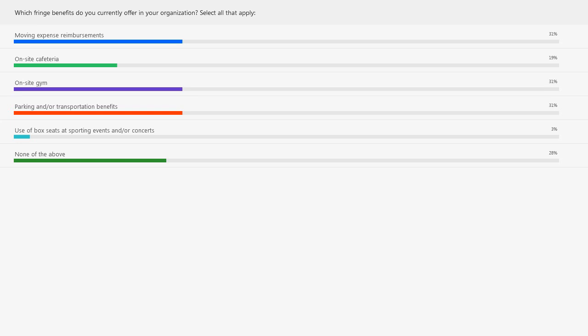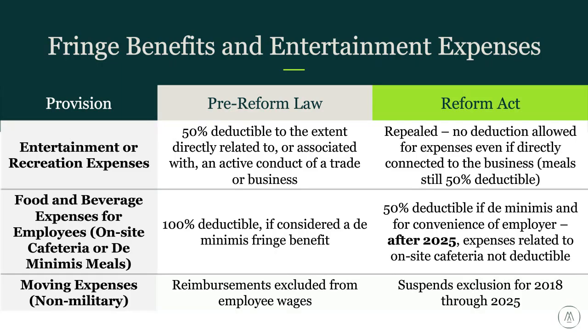Okay, thanks, Marcy. So that was the teaser into fringe benefits, which unfortunately, this is one part of the tax reform bill where there isn't a lot of favorable changes. These are mostly unfavorable changes. So one of them is entertainment or recreation expenses. Prior to the reform law, those types of expenses were deductible up to 50% to the extent that it related directly to the conduct of your trade or business. That's been repealed.